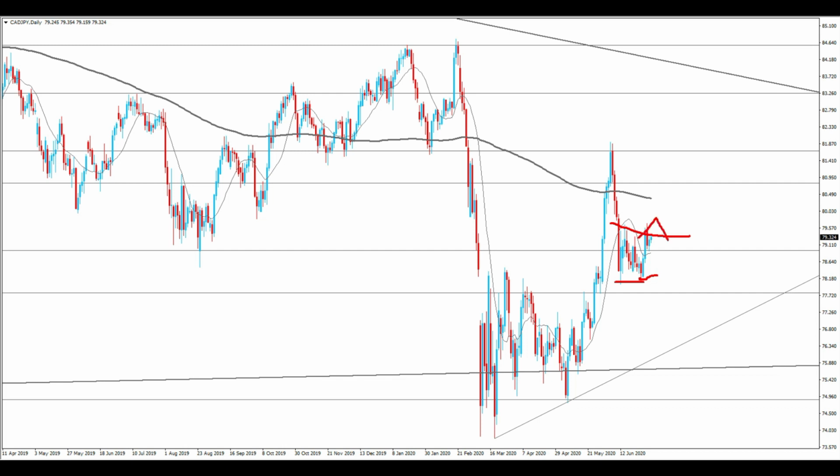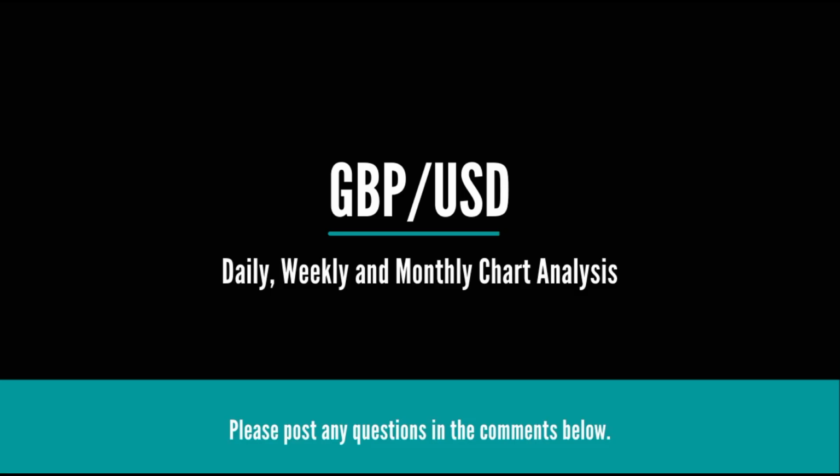If price does break to the upside, which we are expecting, we want to take a trade to reach that weekly trend line up there. Okay, so let's take a look at GBP USD.